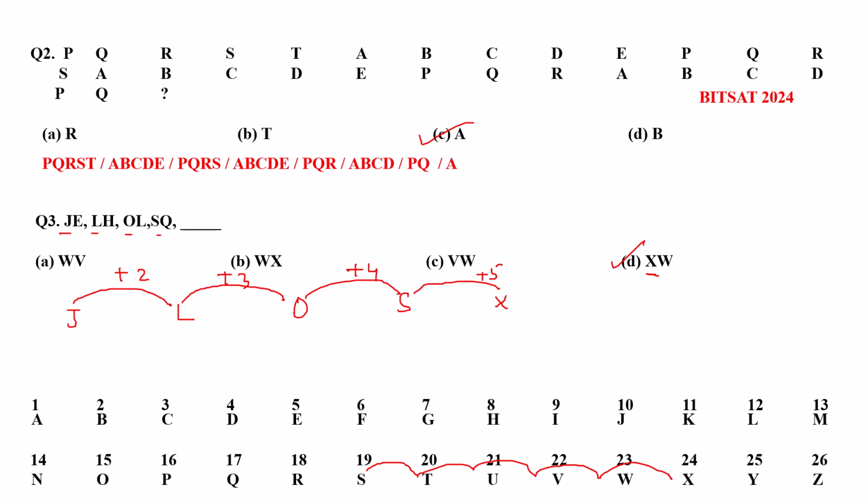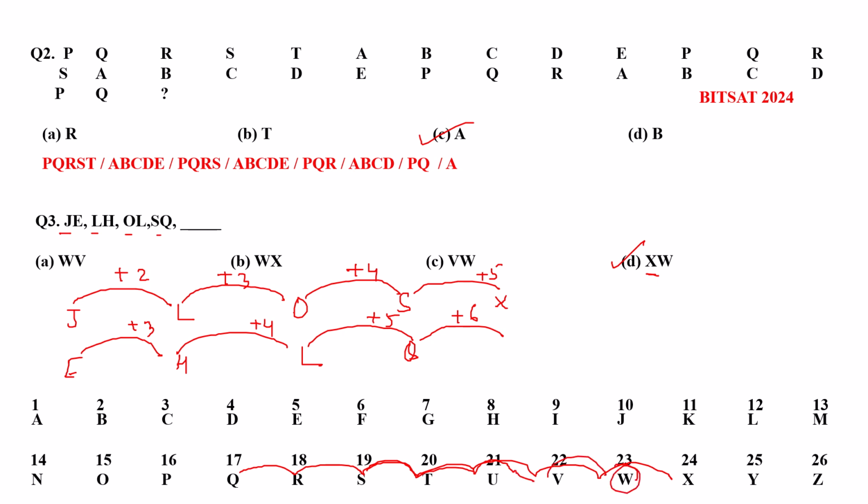You can write D option, but let's see the other one also. Now for C E H L Q. So E to H, you have to move 3 steps forward. H to L, 4 steps forward. L to Q, 5 steps forward. And after Q, 6 steps forward. So 6 steps forward will go 1, 2, 3, 4, 5 and 6. We will reach W. So XW is the series.